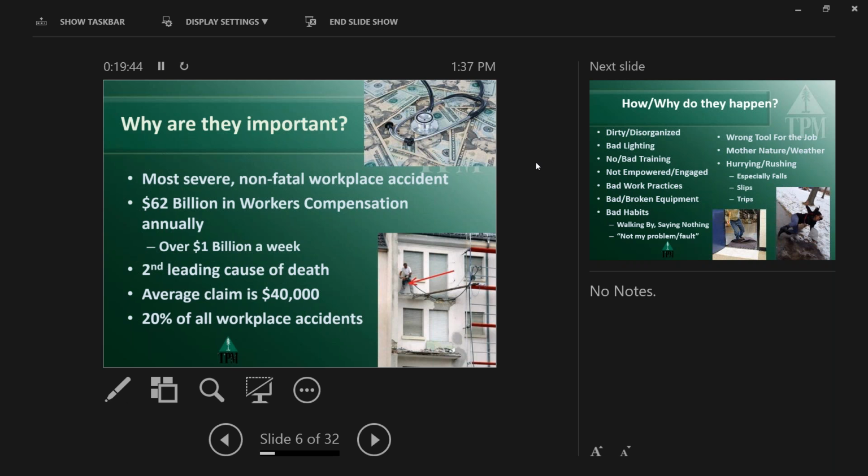And as far as all of the workplace accidents that we have, 20% of them are slips, trips, and falls. So there's a lot of reasons why this is important. People get killed. We're going to have huge dollars associated with any types of these incidents, and they happen way too frequently.